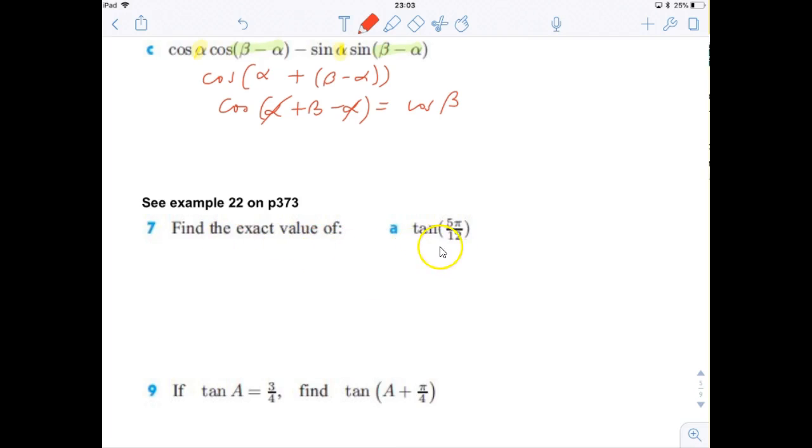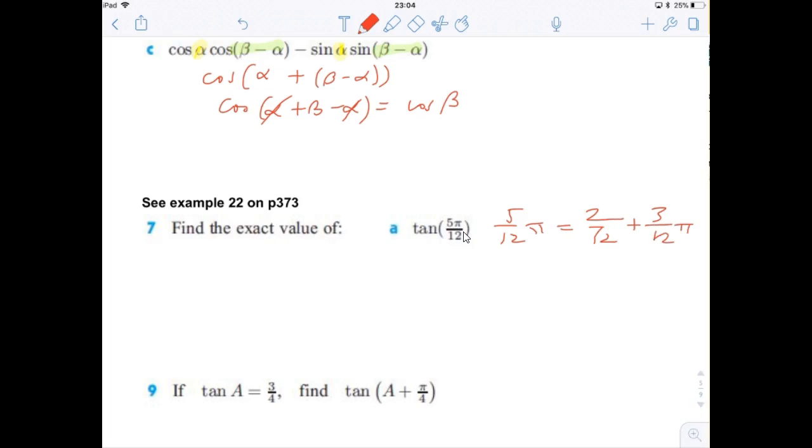Find the exact value of tangent of 5 pi over 12. Okay, so we do memorize values of multiples of pi over 6 and pi over 3, but we do not memorize any values when the denominator is 12. So this must be 2 angles added together or 2 angles subtracted. So let's think about this. 5/12 pi, couldn't that be rewritten as 2/12 pi plus 3/12 pi?